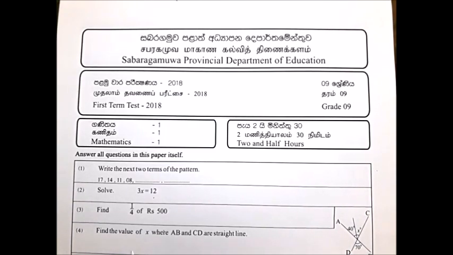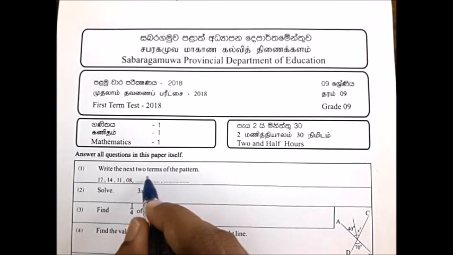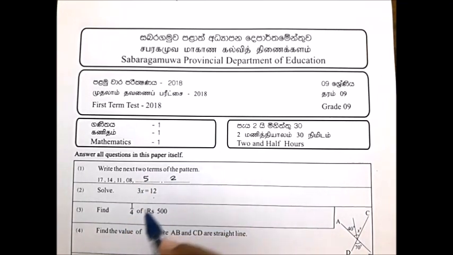Write the next two terms of the pattern. Here what is the difference between two adjacent terms? It is 3. 14 minus 3 and 11 minus 3. Then the answer is 8 minus 3, 5. 5 minus 3, 2.